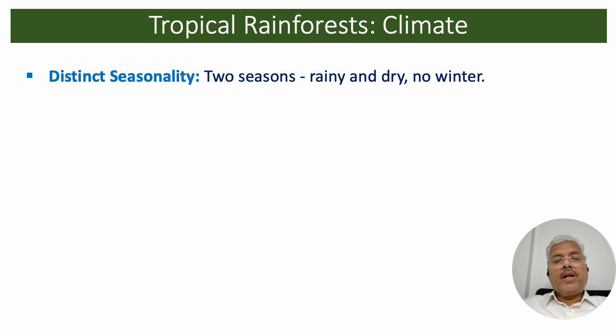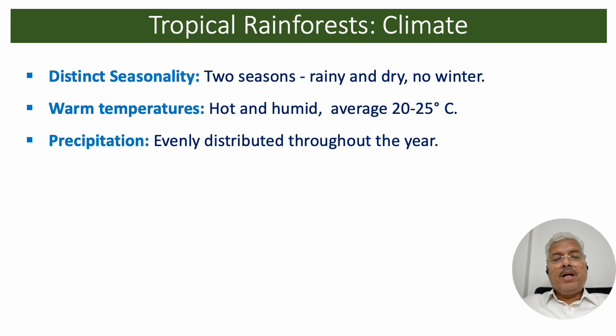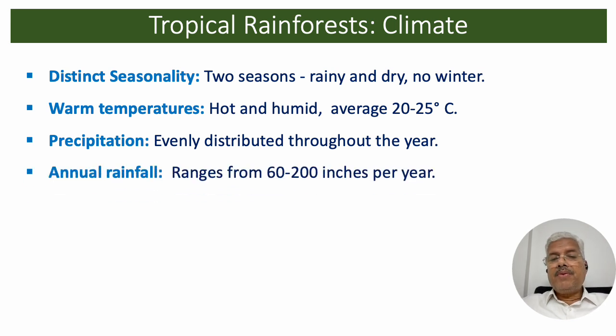The tropical rainforests have a distinct seasonality. One of the major characteristic features of these forests is that winter is absent and only two seasons are present, that is the rainy and dry. The length of the daylight is 12 hours and varies little. The climate is consistently hot and humid. The temperatures average 20 to 25 degrees Celsius and vary little throughout the year. The average temperature of the three warmest and three coldest months does not differ by more than 5 degrees.